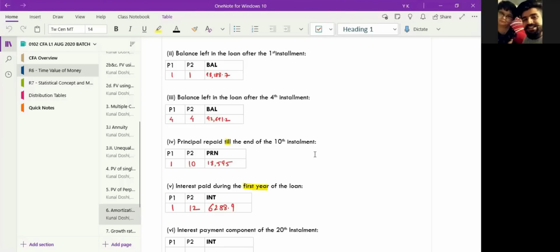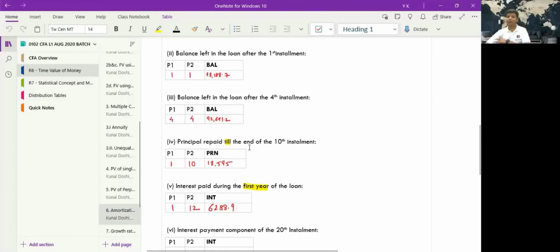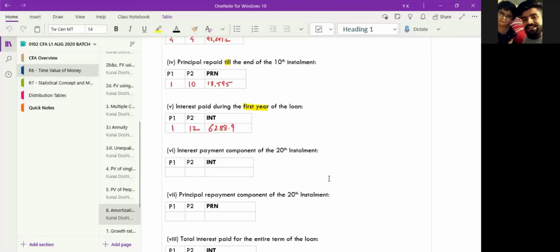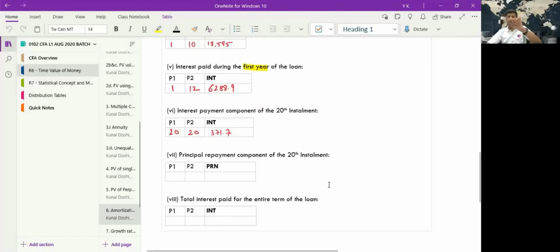Okay. The next one. Interest payment component of 20th installment. Interesting. Interest payment component of 20th installment. What should be the P1? 20. And P2 will also be 20, because they are asking specific 20th installment's interest. Okay. So your answer is? 371.7. Yes.